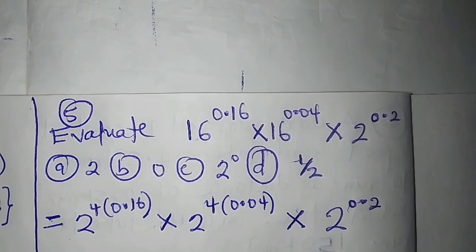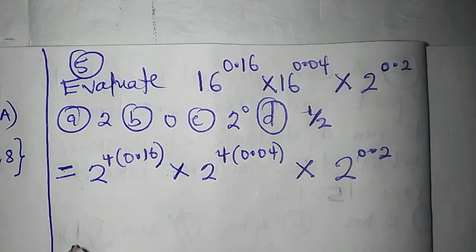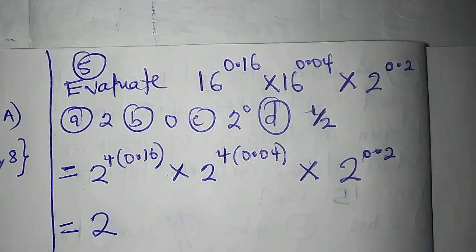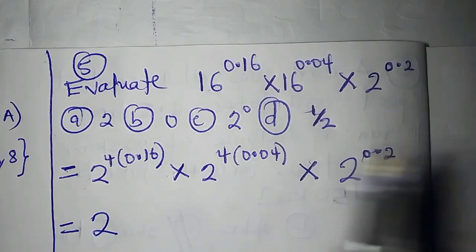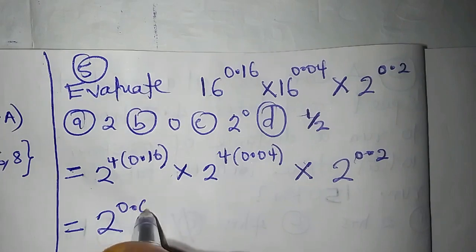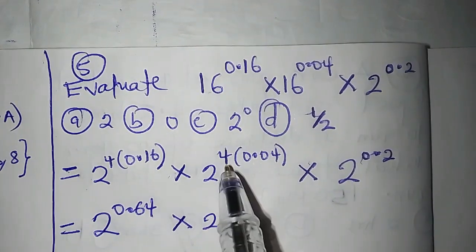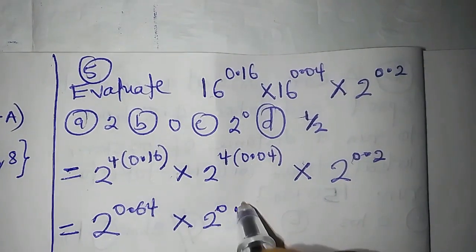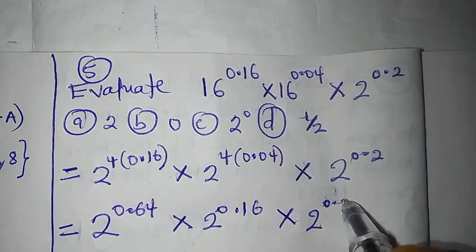So I have indices here. All the bases are the same. So what I will do is, let's simplify further. This is 2 to the power of 4 times 0.16, which is 0.64, times 2 to the power of 4 times 0.04, which is 0.16, times 2 to the power of 0.2.